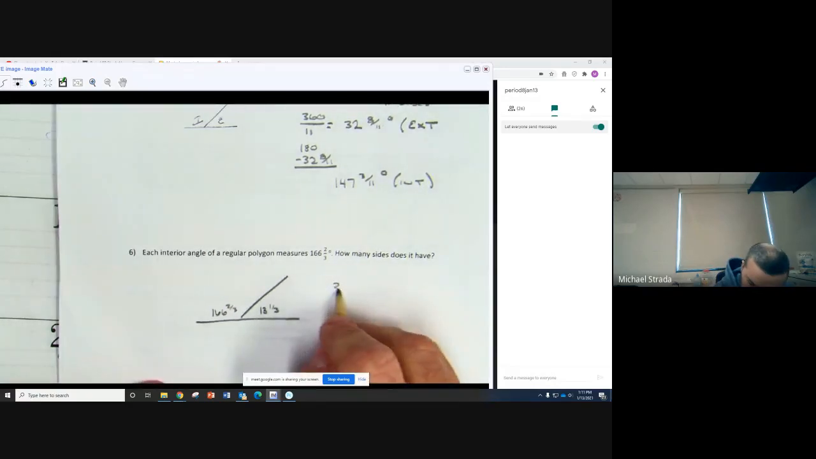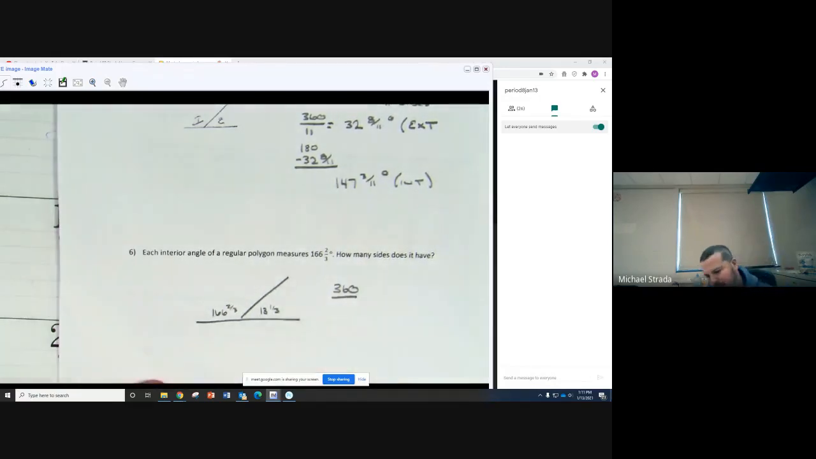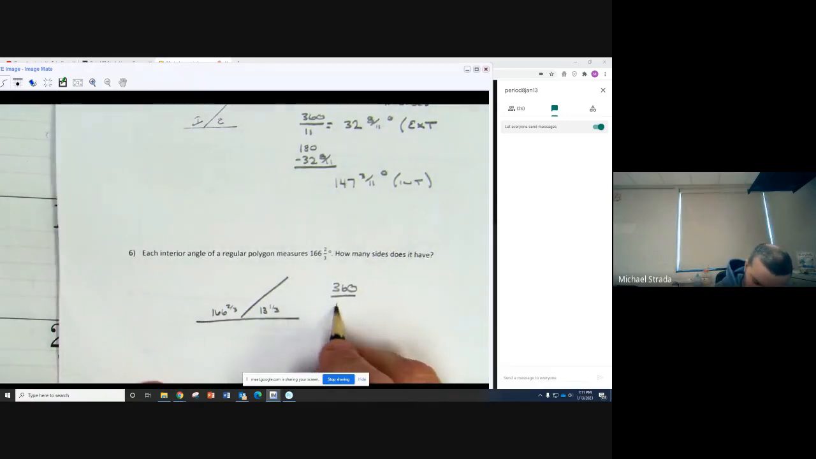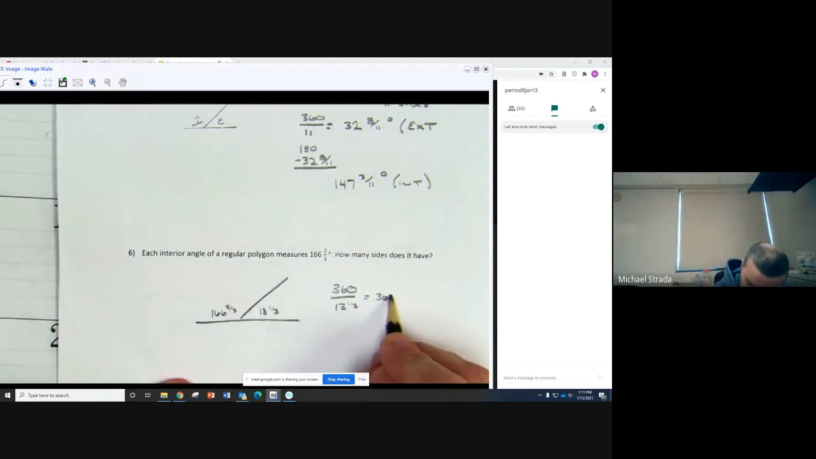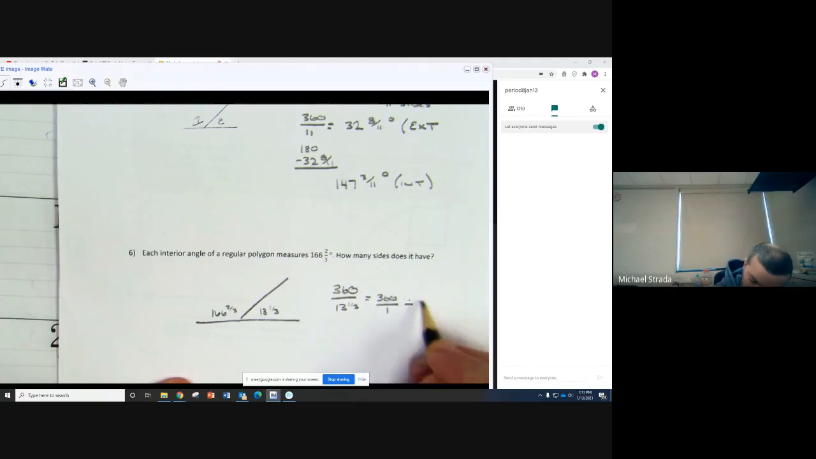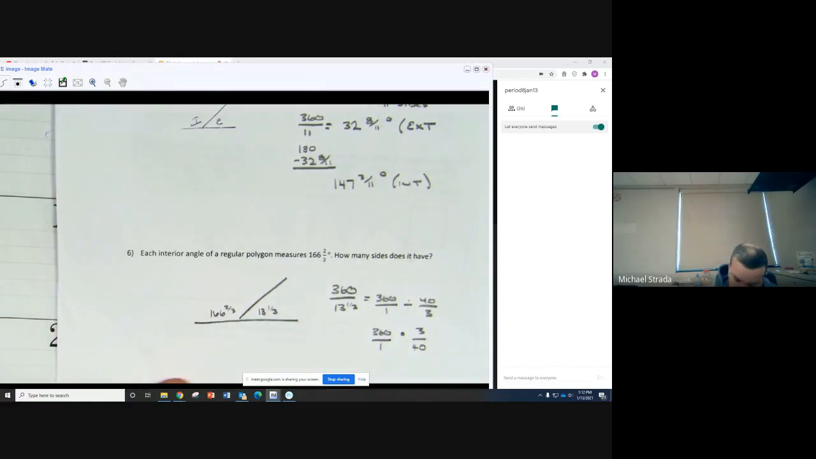So to figure out how many angles there are, the exteriors always add up to 360. I divide 360 by 13 1/3. That becomes 360 divided by 40/3. When I divide fractions, I multiply by the reciprocal. When I cross cancel, that becomes 9. And 9 times 3 is 27.